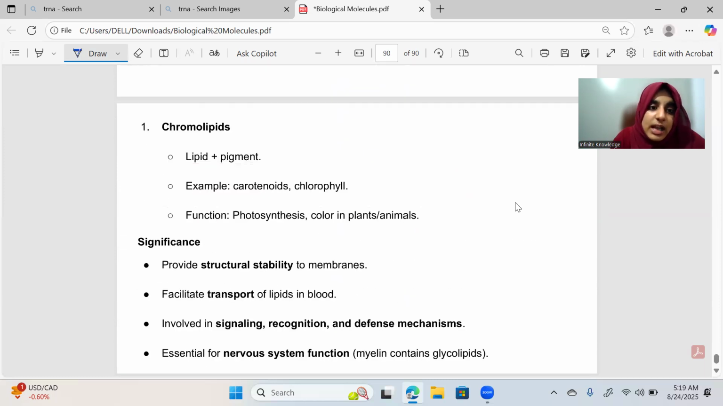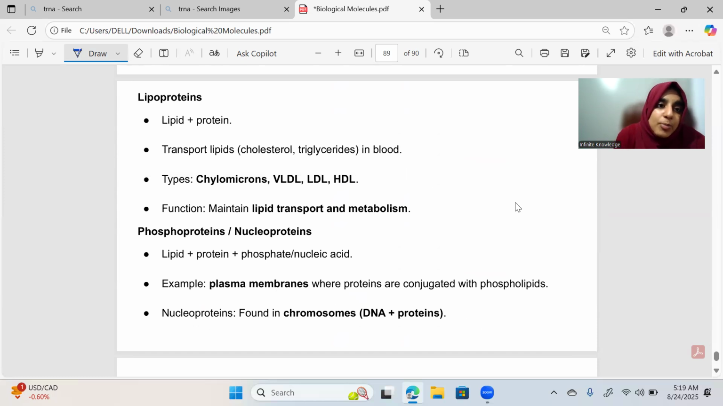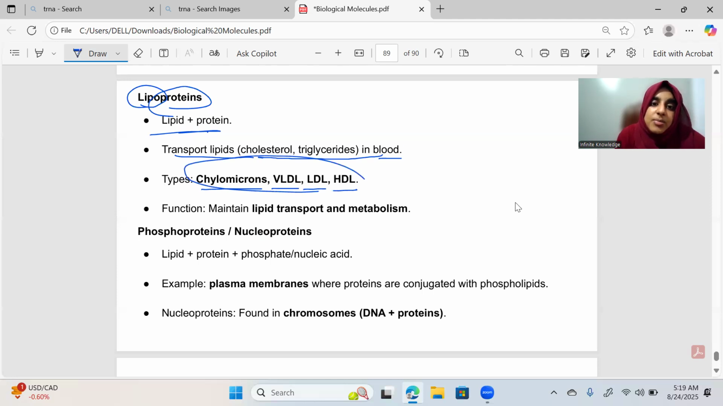Next, we have lipoproteins. What are lipoproteins? Lipo means lipid and protein means protein. Lipoproteins transport lipids, for example cholesterol and triglycerides in the blood. Its types are chylomicrons, very low density lipoprotein, low density and high density lipoproteins. You need to remember the types and the function. It helps in lipid transport and also in lipid metabolism, so it is used to move lipids from one place to another.